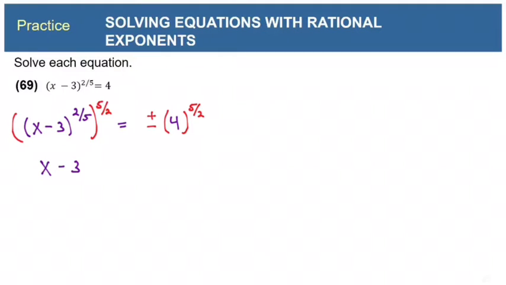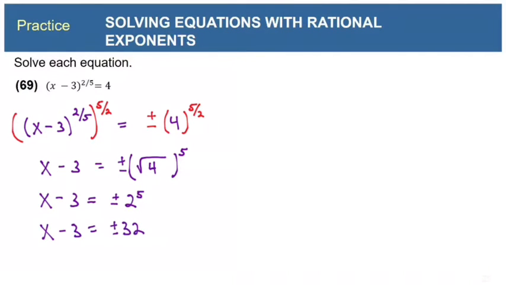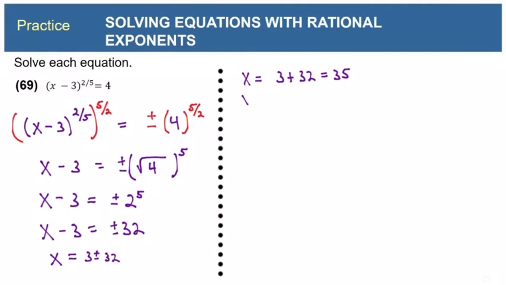On the right, we have plus or minus 4 to the 5/2 power. Now the half power represents the square root, and then the 5 represents the 5th power. So we've got plus or minus the square root of 4 to the 5th power. And the square root of 4 is 2, and then 2 to the 5th is 32. And now we're going to add 3 to both sides. We have x equals 3 plus or minus 32. Now 3 plus 32 would be 35, and 3 minus 32 will be negative 29.